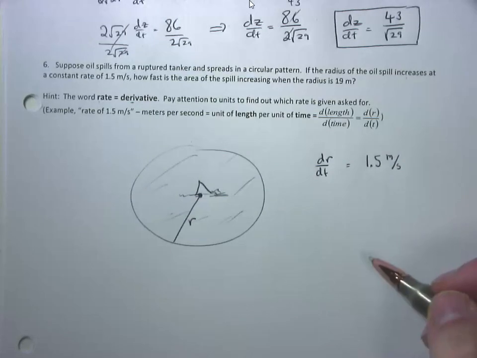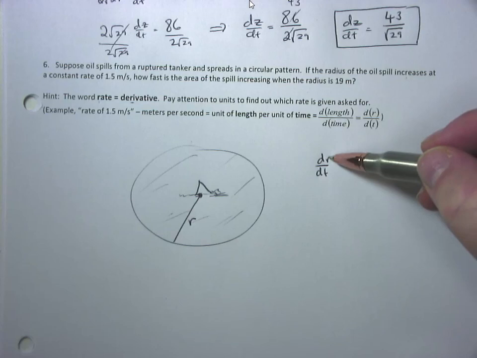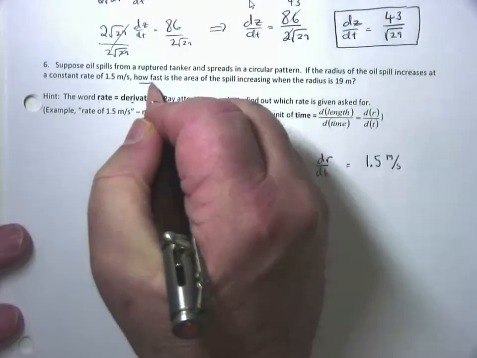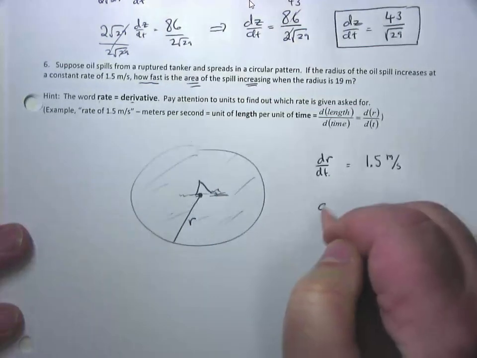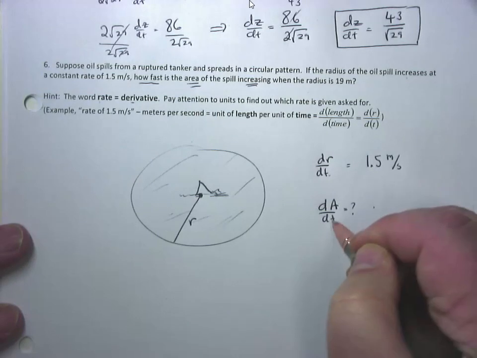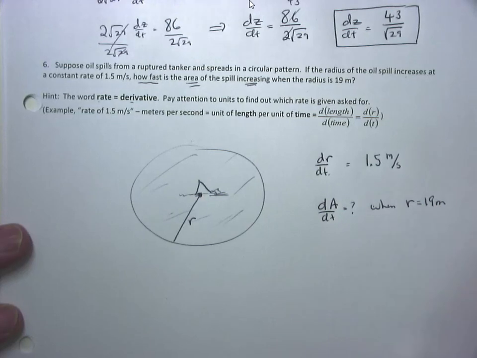Increasing also tells me it's positive. And you know it's meters per second, that would be the dr/dt. Pay attention to units. We like the Leibniz notation. Does that make sense so far? Keep going. How fast is the area increasing? Fast means it's a rate, area increasing. What are we looking for? dA/dt is the question, the rate of change of area, when the radius is 19 meters.